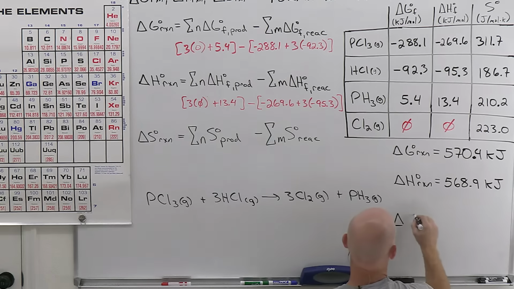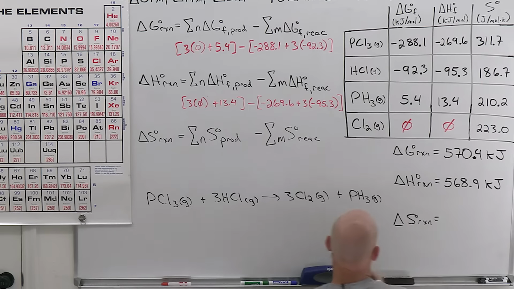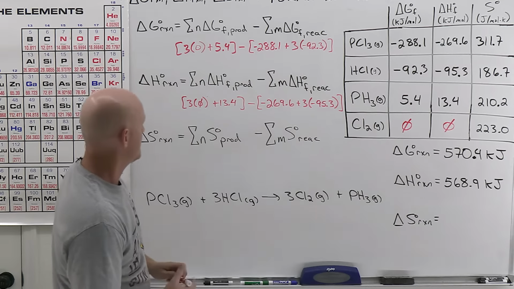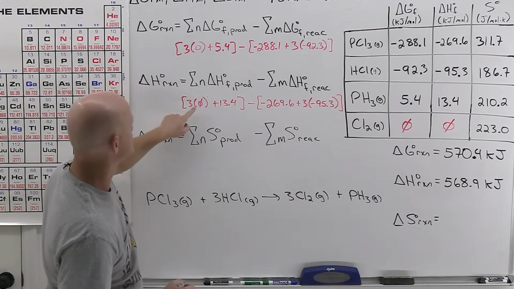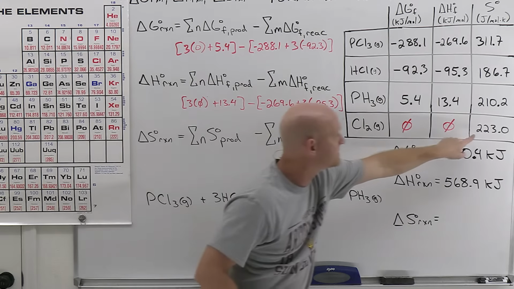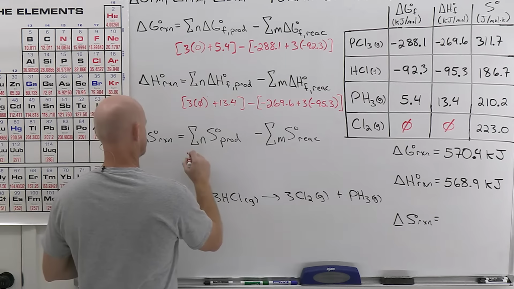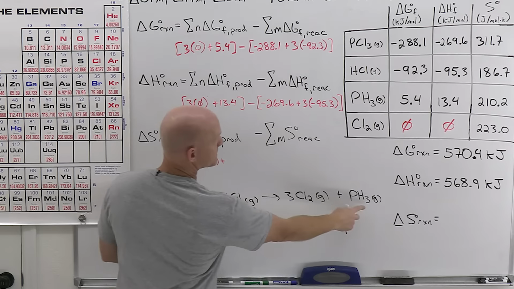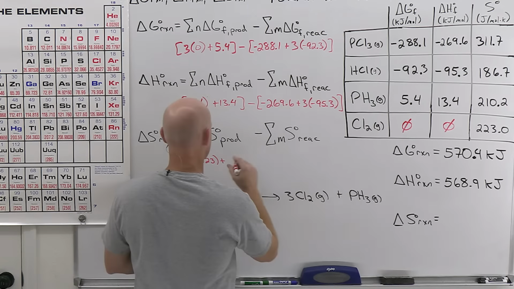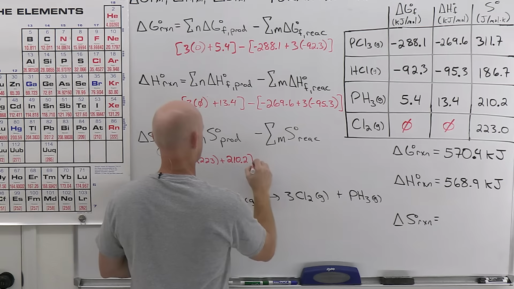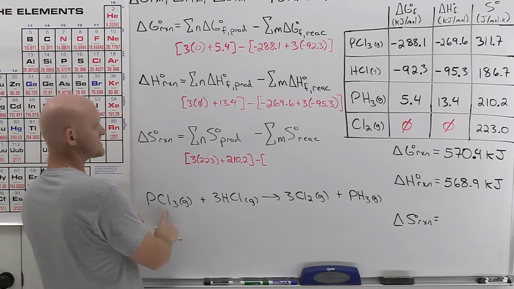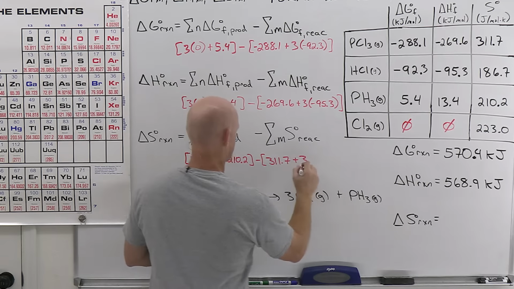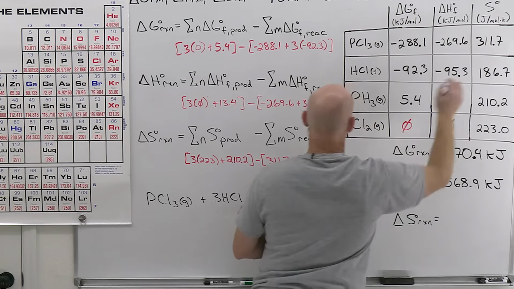And then finally, we'll calculate delta S of the reaction using the absolute molar entropies there. And so again, products minus reactants. So in this case, instead of a 0, we're going to have 3 times 223 plus the value for PH3, which is 210.2. And then subtract out all the reactants. So PCl3's value, 311.7, plus 3 times HCl's value of 186.7.